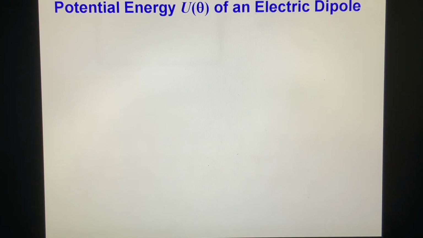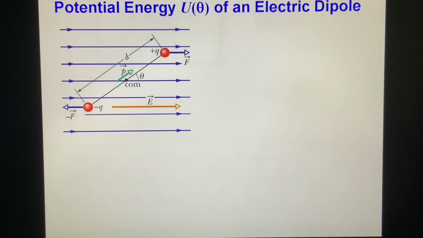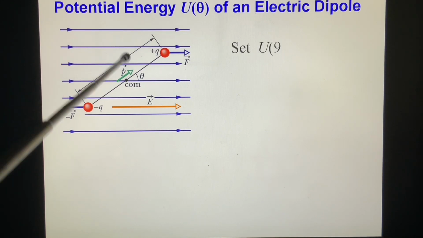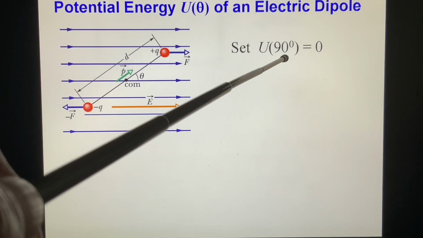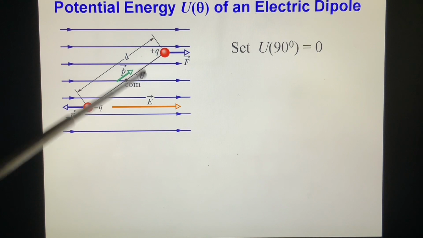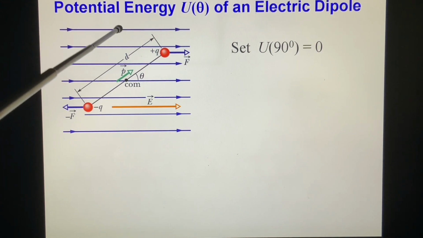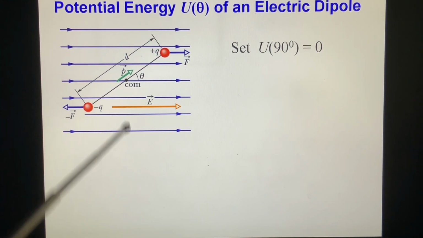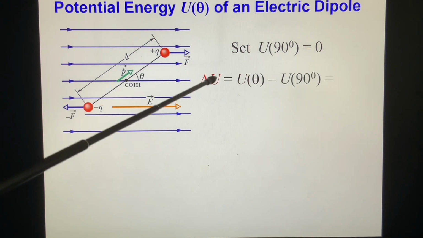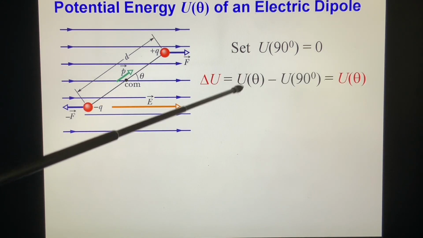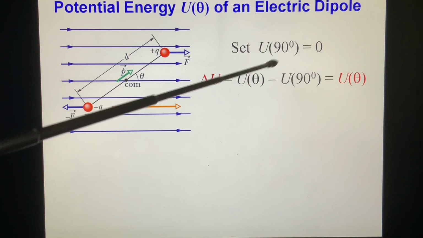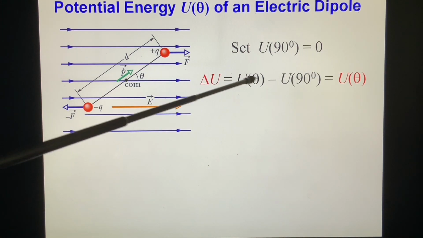Potential energy U of an electric dipole. Let's set U at 90 degrees equal to 0. Now, theta equal to negative, this is a positive here, negative here. In this situation, we set the potential to zero. Then delta U equals U theta minus U at 90 degrees, which is zero, so it is U theta.